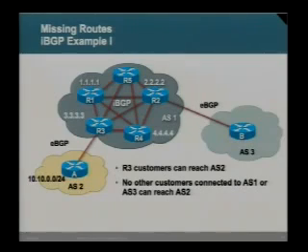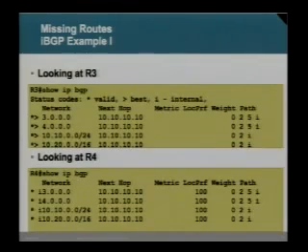Router 3 is sitting there connecting towards AS2. Router 3 customers can reach AS2, but no other customers connected to AS1 or AS3 can reach AS2. Okay, so everybody connected here can reach AS2, but nobody else can reach AS2. So what will be happening there?